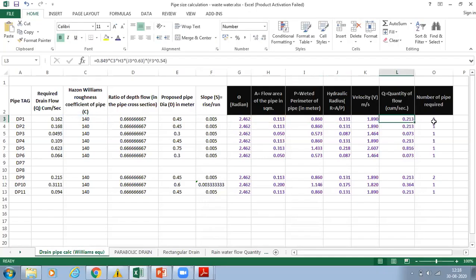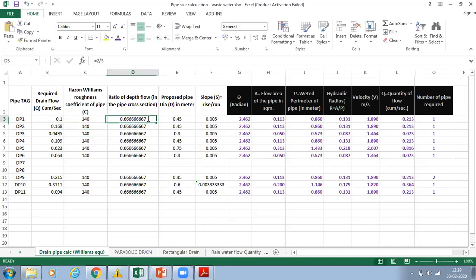Number of pipe required, one number. So if you put one number of pipe of 450 mm diameter, you will get this much flow rate, 0.213. Now if I change this, my required flow, you are seeing, is 1.1 cubic meter per second.